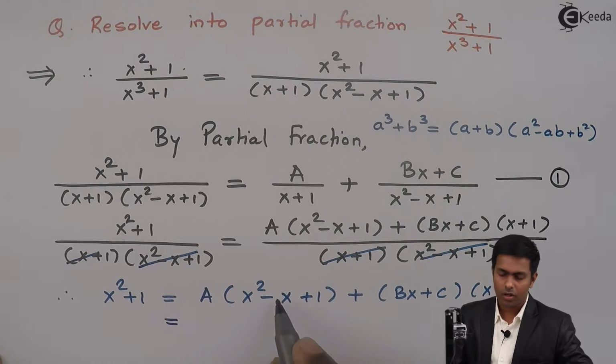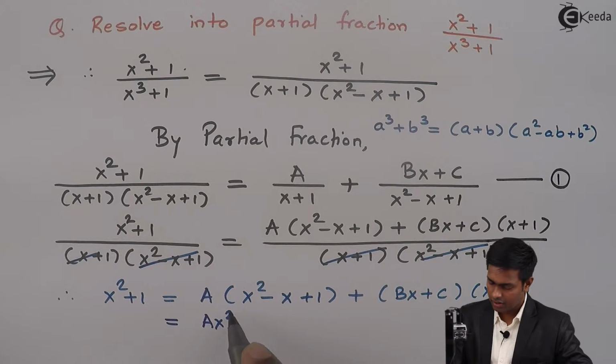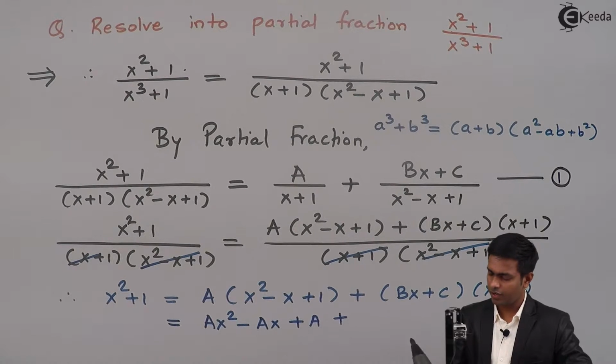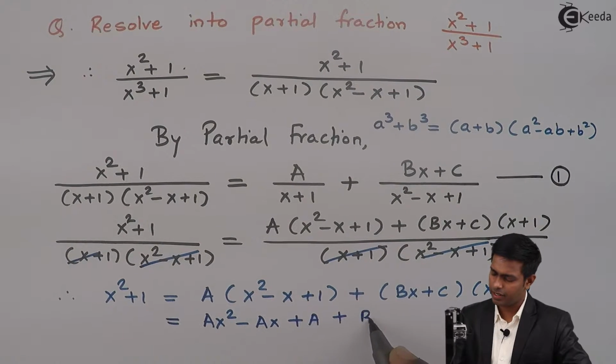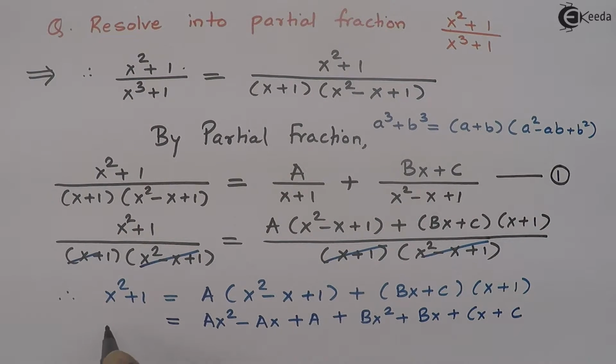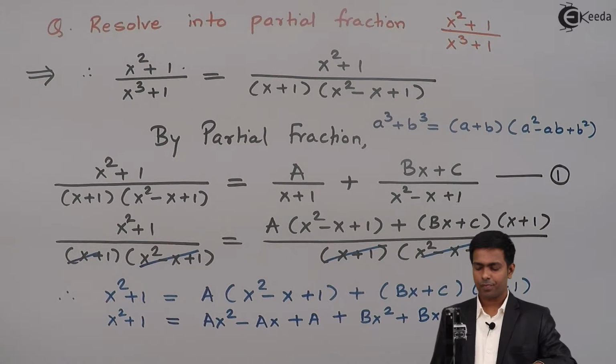So here we will get a into x square, that is a x square, this will become minus of ax plus a, here we will get bx into x, that is bx square, plus bx into 1, that is bx, plus c into x, that is cx, plus c into 1, that is c, and we have x square plus 1 on the left hand side.